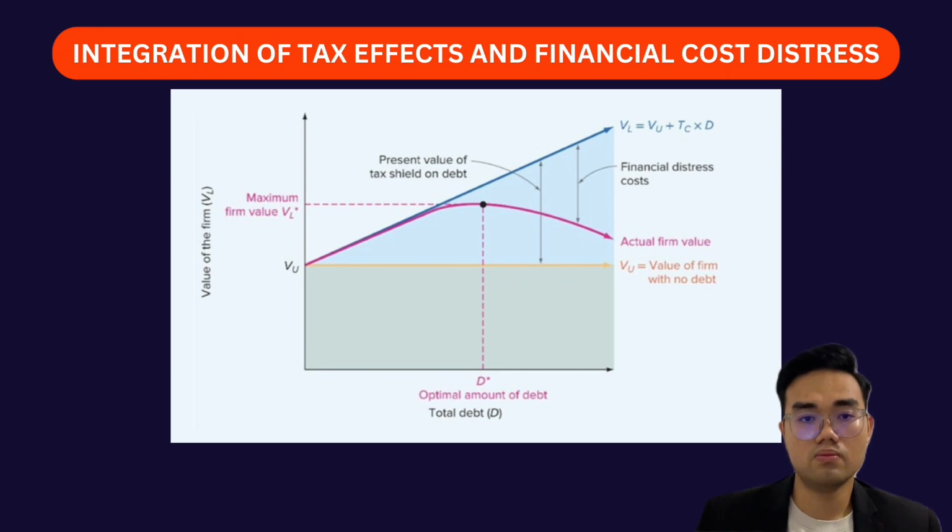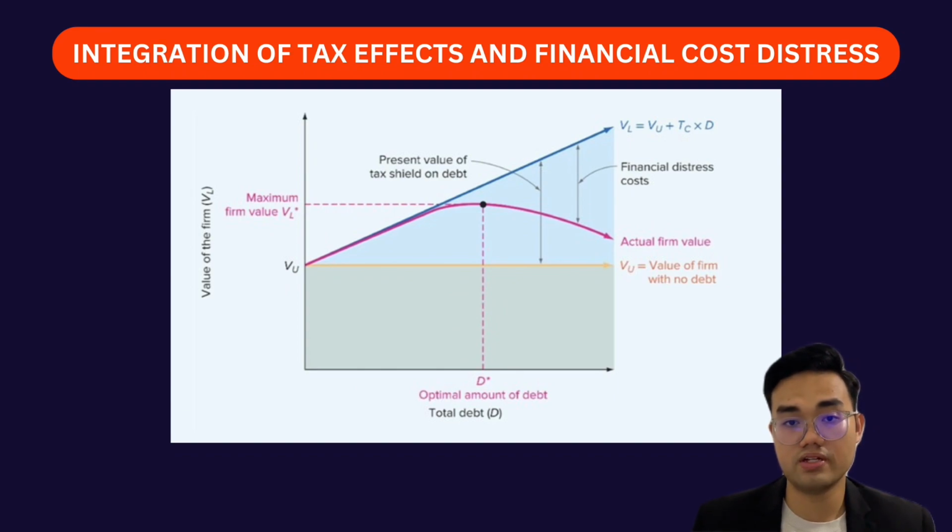According to the Modigliani and Miller (M&M) theorem, there is a relationship between a firm's value and its debt. The theorem states that the use of debt can increase the firm's value due to the interest tax shield, which is the savings from deducting interest payments. In the graph depicting the relationship, as the present value of the financial distress cost increases, so does the present value of the tax shield on debt.